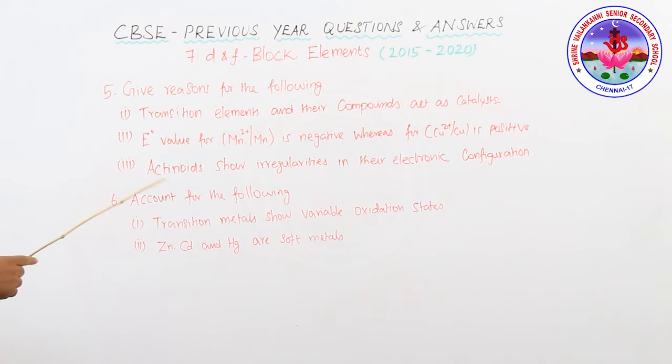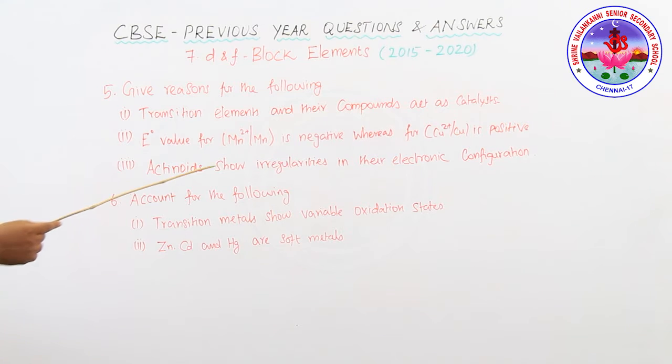See, most of the actinoids and their compounds are radioactive elements, so they have only a short half-life. That is why actinoids show irregularities in their electronic configuration, and also they have comparable energies of the 7s, 6d and 5f orbitals.